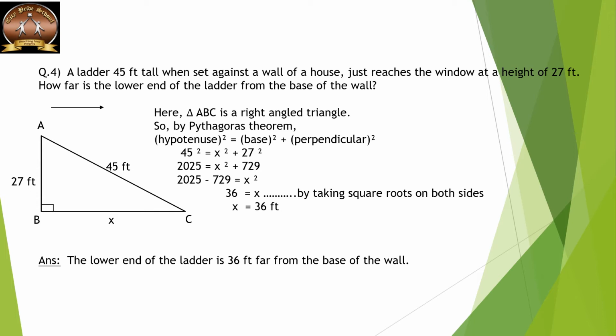Now we'll transpose 729 on left hand side. So 2025 minus 729 is equal to x square. Subtraction will be 1296, and by taking square roots on both sides we'll get x is equal to 36. So x is equal to 36 feet is our answer. So final answer will be the lower end of the ladder is 36 feet far from the base of the wall.